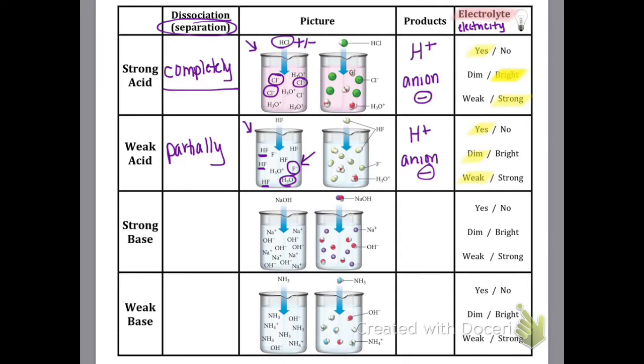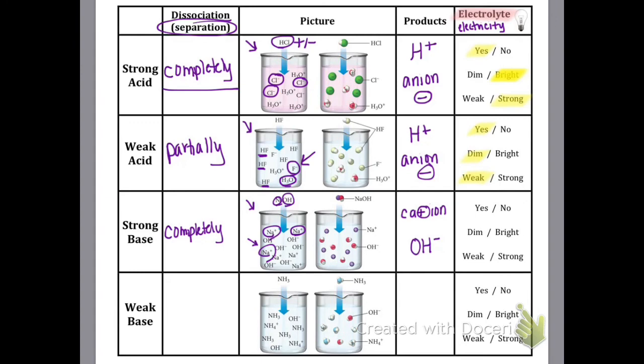Now, the same concept is true with our bases. A strong base will completely dissociate. They will completely separate. So if you look at this next picture right here, all the Na's and all the OH's fall apart. None of them are together. They all separate. So when you separate, it's going to create a cation. Remember, cations are positive. So here, our cation is our Na, and then it's going to create a hydroxide as well. So all the cations and all the OH's are separated.